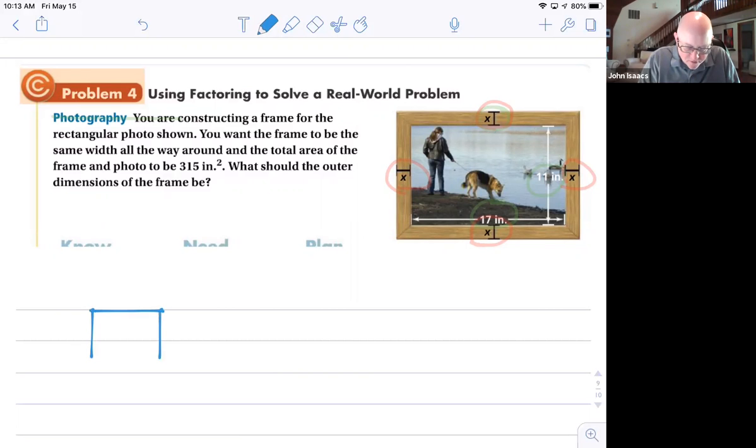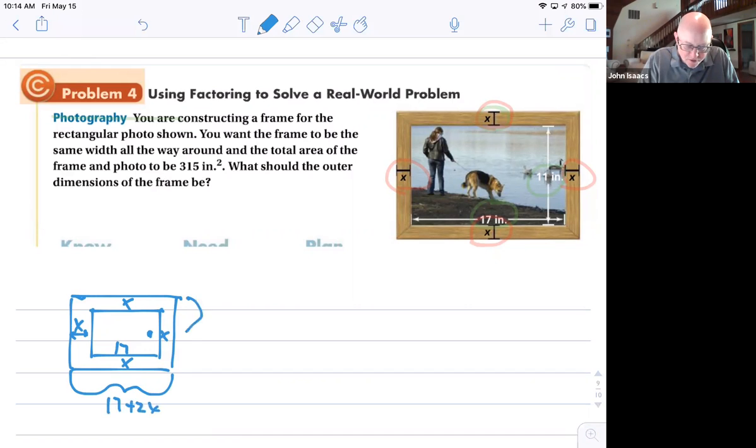So let's see, we have a photo inside of a frame, and these widths here of the frame are X on all sides, right? It's like a mat that goes around a picture. And the picture itself is 17 by 11. All right, that means this total dimension here is 17 plus 2x. And this total dimension here is 11 plus 2x.